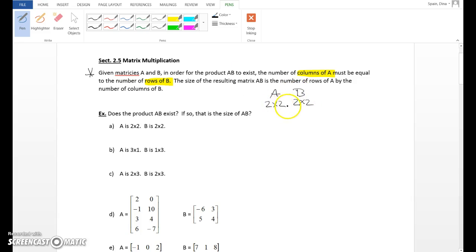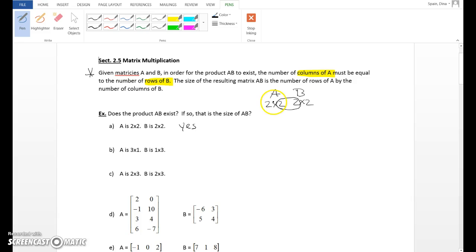I like to write them right beside each other. So remember that this is rows and then the columns. So the number of columns of A, which is right here, has to match the number of rows of B. So it's going to be those two numbers right next to each other if you write it that way. As long as they match, then the product exists. Does the product exist? Yes.